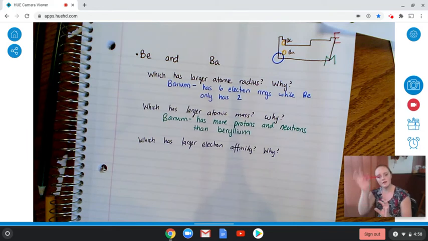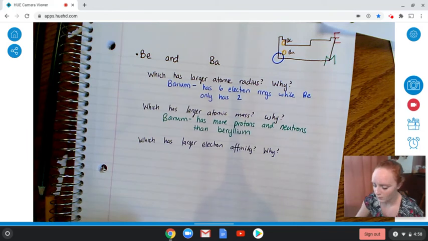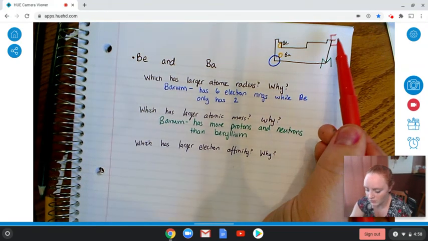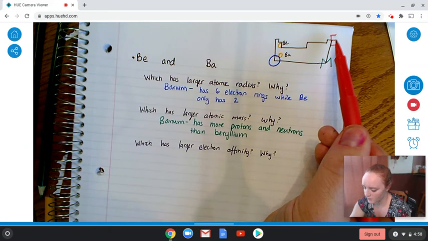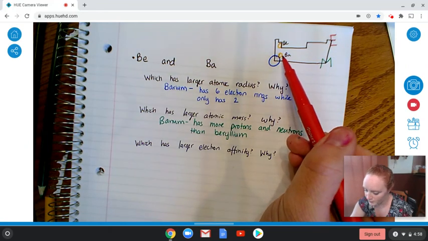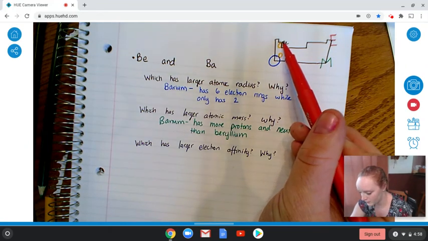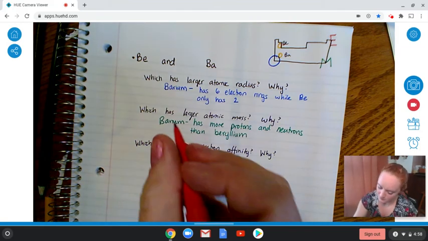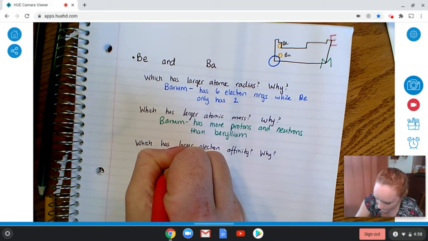And then lastly, my new trend, which has the larger electron affinity. Well, I still use my logic for my extremes. So electron affinity is up and to the right. They're both equally right, but beryllium is farther up. So beryllium is going to have the larger electron affinity.